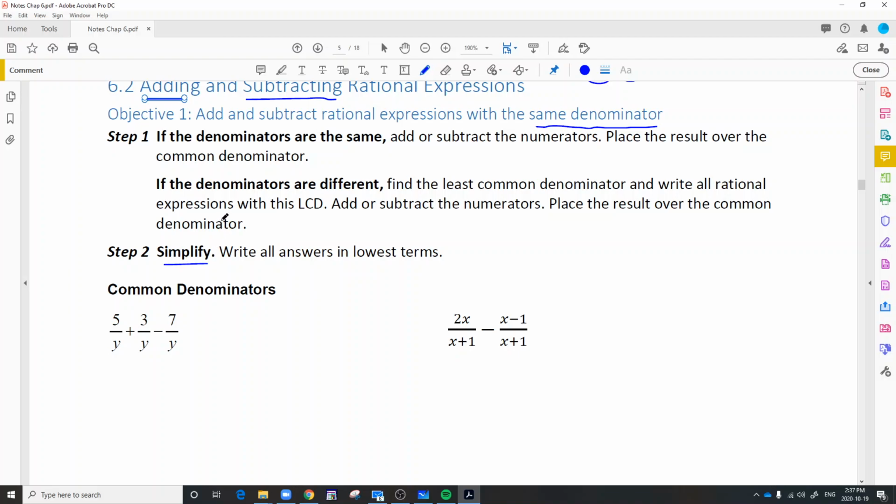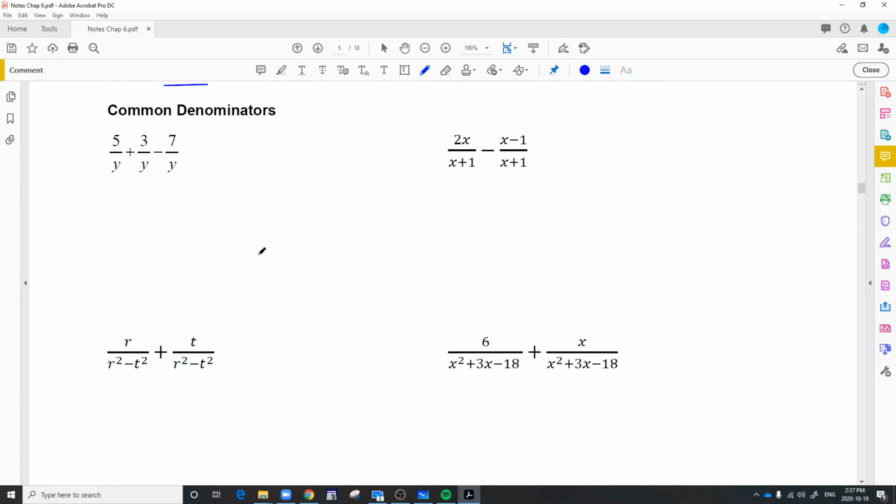And then objective 2 will move on to when the denominators are different. The first thing you have to do is find a common denominator, then write your expressions with the lowest common denominator, add or subtract the numerators, place your result over the common denominator, and simplify. So let's start with common denominators.